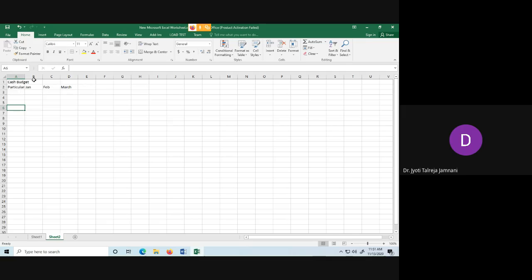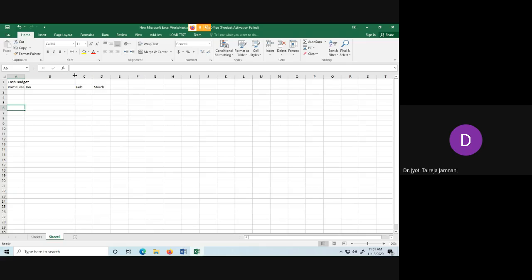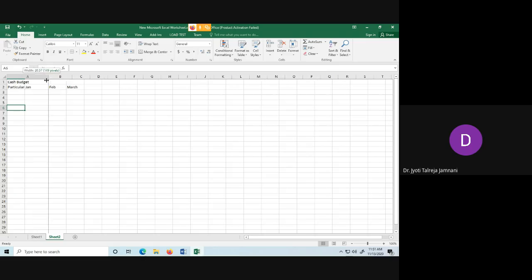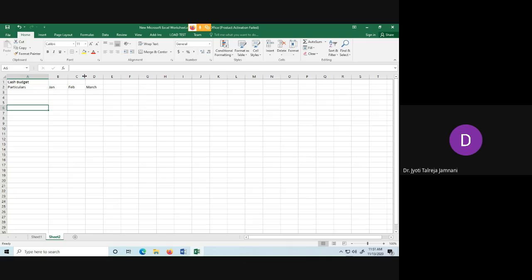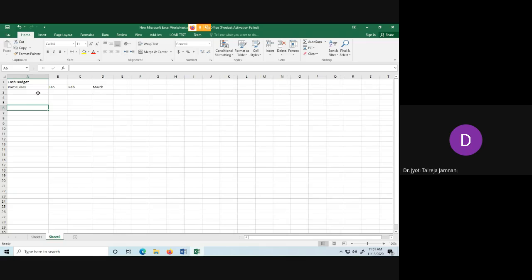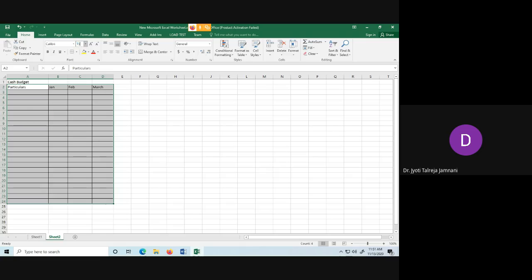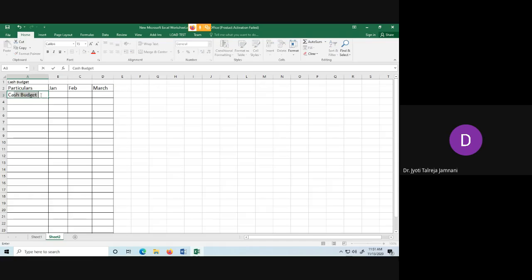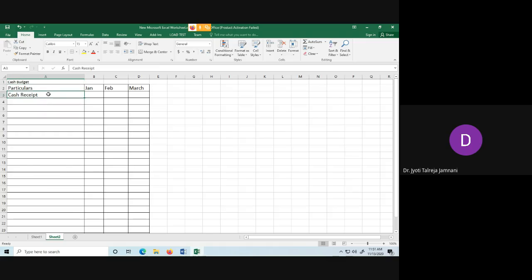So that's for the next quarter, that is from Jan to March. So prepare a 3-month cash budget. So first we always write cash receipt. Keep the particulars column a little bigger because we need to write the details of how we have received cash and how we have paid. The next should be cash payments, which we also call it as B.